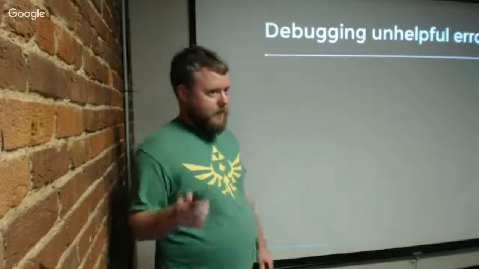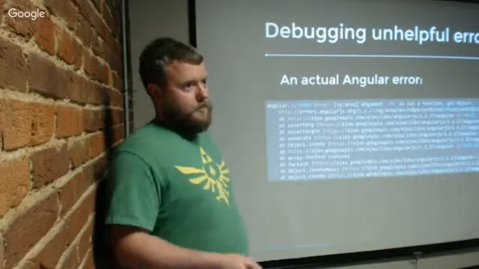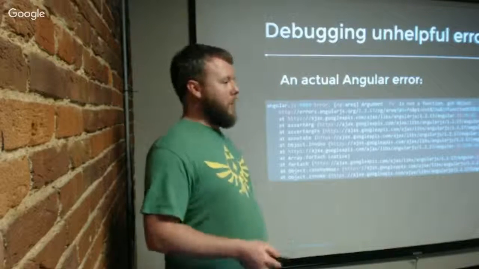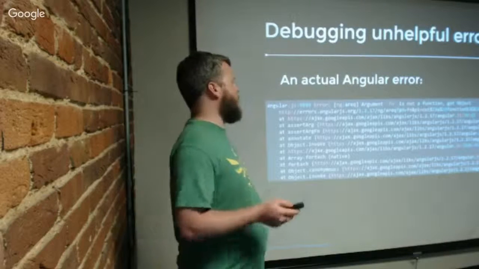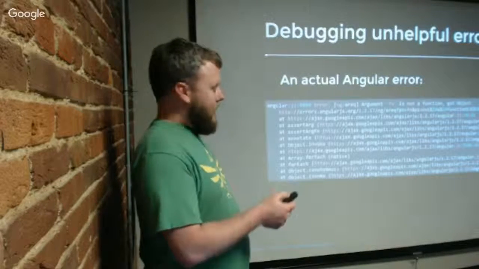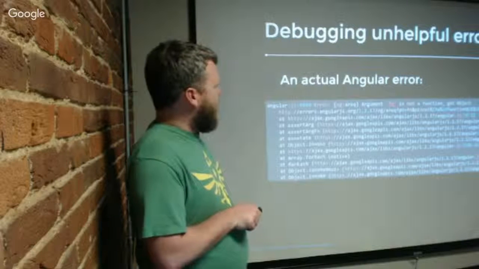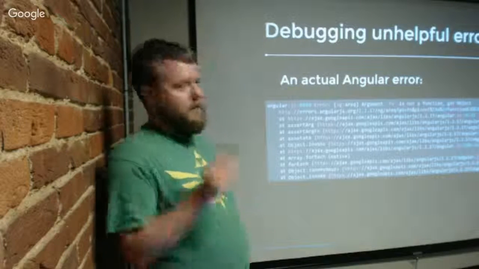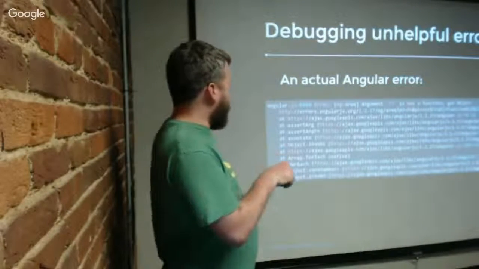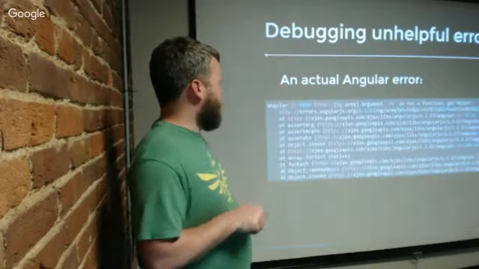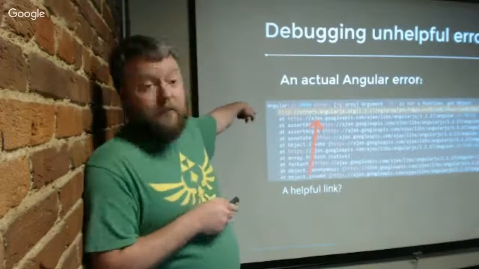And here's the worst, the pièce de résistance of things that I hate doing: debugging unhelpful errors. This is an actual error message that actually happens in the console. If I think about it, I'll tweet the link to where this came from. But here's the important part. Argument fn is not a function, got object, right? If you look, all this is Angular source code. None of that's going to be helpful to you, right?